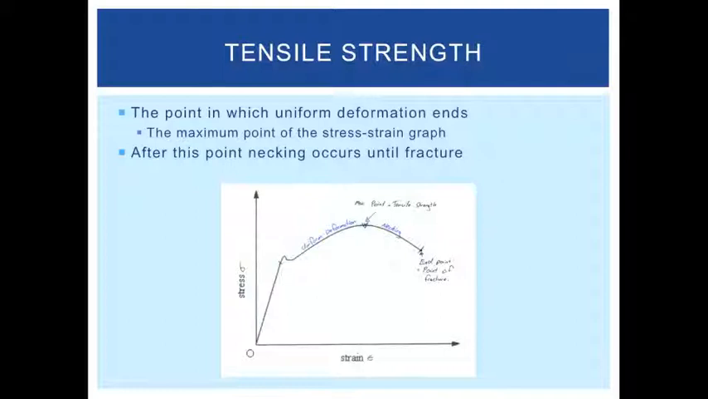Tensile strength is the point at which uniform deformation ends, and it is found by the maximum point on the stress-strain graph. After this point, necking occurs until fracture.